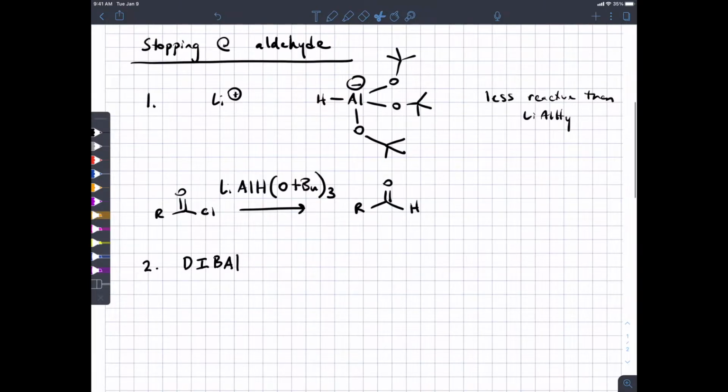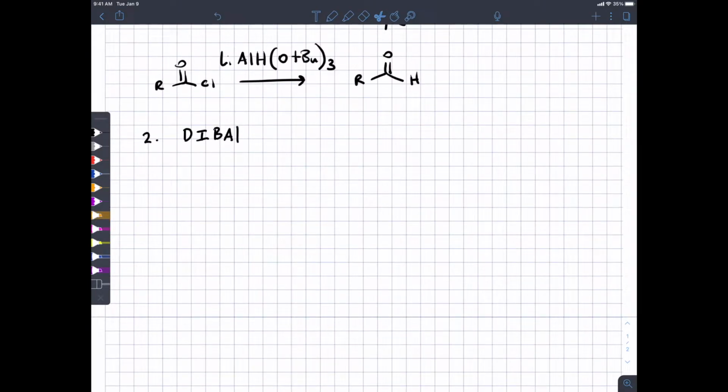Okay, DIBAL stands for diisobutyl aluminum hydride. It looks like this. It's got aluminum, two isobutyl groups. Isobutyl. There we go.